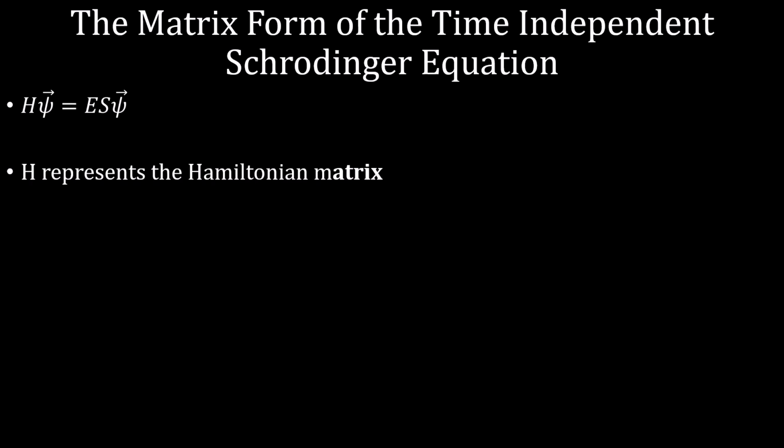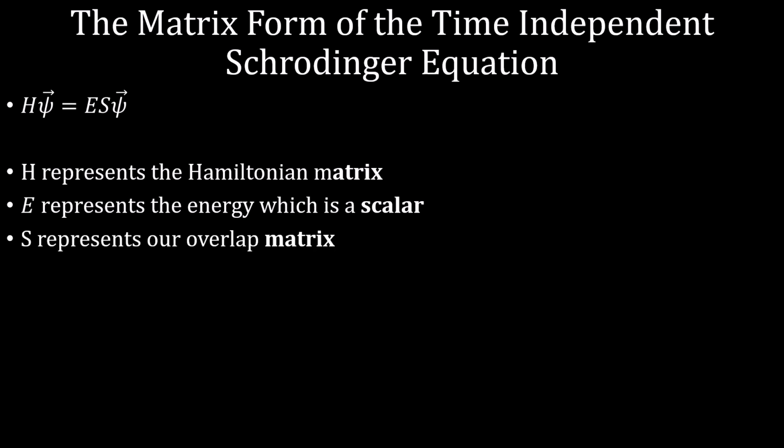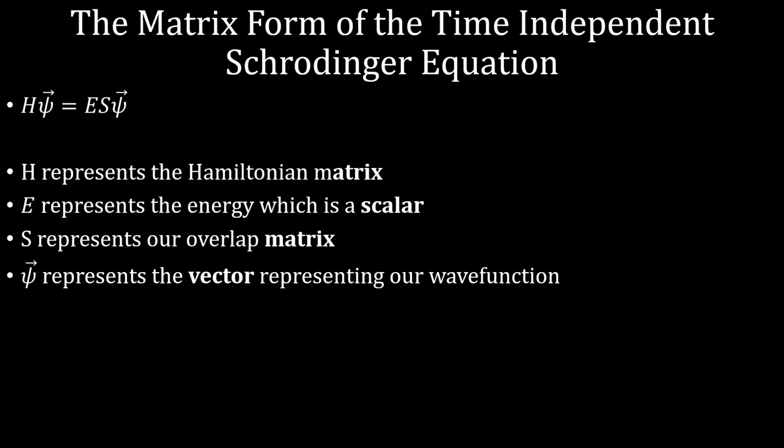Again, operators such as the Hamiltonian are represented as matrices. Then E on the right-hand side is going to be our energy, which is going to be a scalar. And then we have S, which is our overlap matrix. And finally, we have our wave function, or our psi vector, and this represents the wave function and is a vector. So again, in the matrix representation of quantum mechanics, the wave function will be represented as a vector.